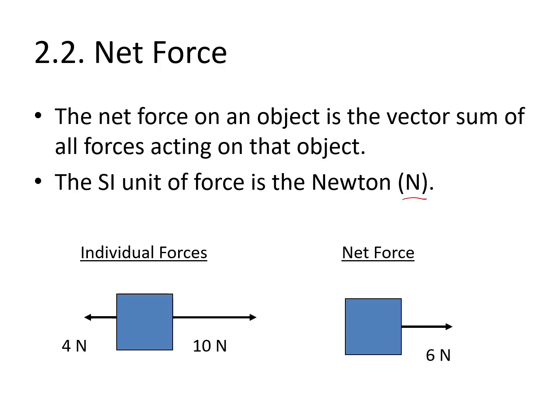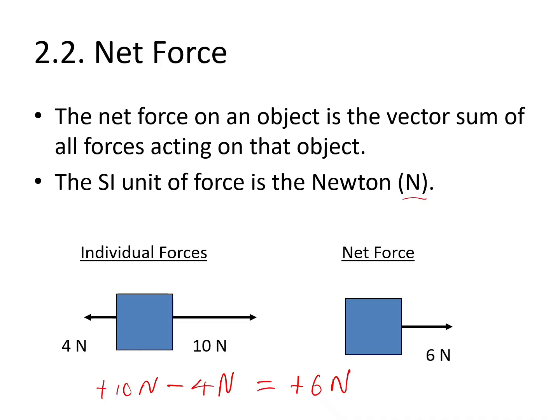In this example, a 10 Newton force acts to the right and a 4 Newton force acts to the left on a box. Because the forces act along the same line but in opposite directions, we can choose right as positive and left as negative. The net force is therefore positive 10 newtons minus 4 newtons, which equals positive 6 newtons. So the net force is 6 newtons to the right.